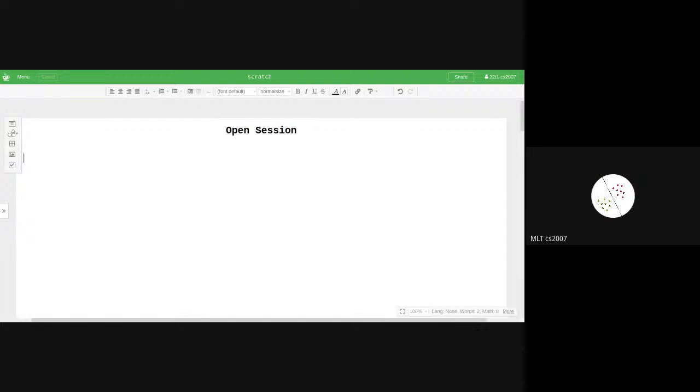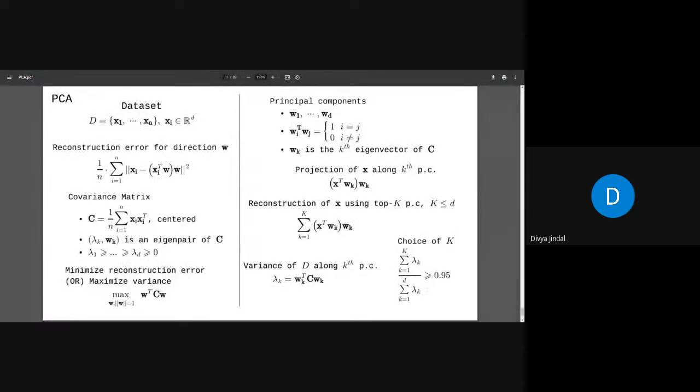Any other questions? Could you go back to the previous slide? Over here, we're saying the variance of D along the kth principal component is lambda k, right? So basically, we're saying the eigenvalue of the kth eigenvector is lambda k, and it's computed in this manner. Do we have these W's? If someone asks me to compute the variance, will they give me WK or not? How would we calculate this variance, or do we just use the formula of variance?